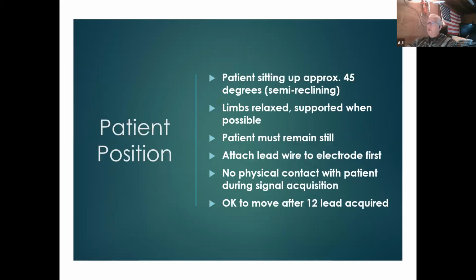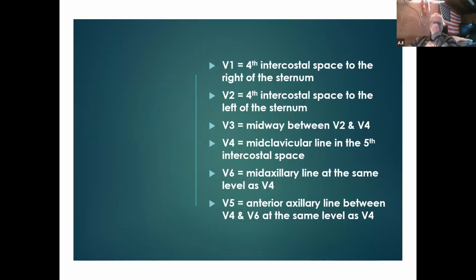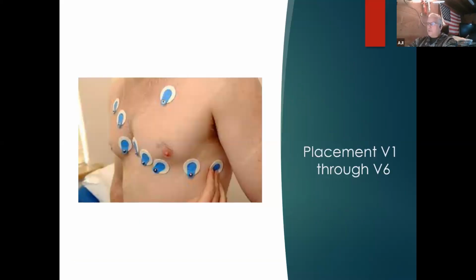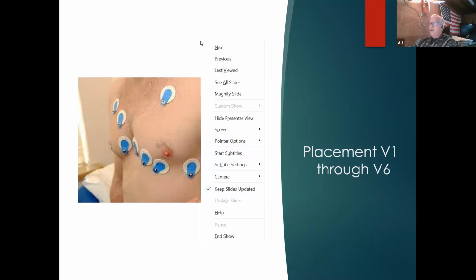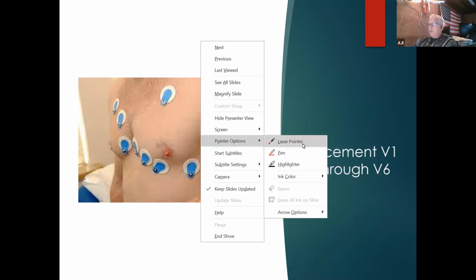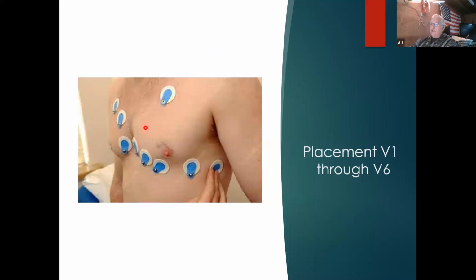Okay. All right. So now, why is it important that placement is correct? When we talk about placement, think about where the heart is. The heart, let's see here. Here's a laser pointer. So the heart is here in that area. So each of these, if you were to picture these as cameras, they're taking pictures of different angles of the heart.